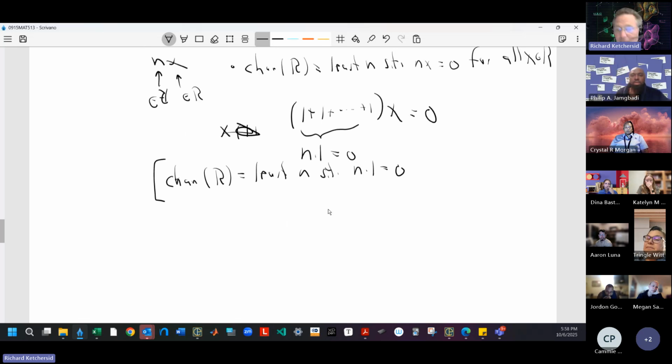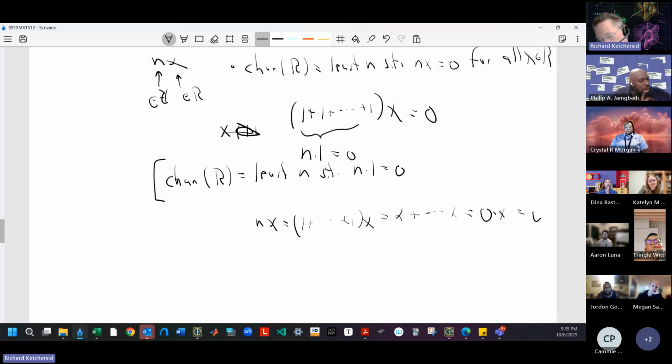Right, because if I take any other x now, if I take any x at all, and I look at nx, I can rewrite it as 1 plus 1 plus 1 plus 1, many times, x, and that's x plus x plus x plus x, right? But this is equal to 0 times x, which is 0, right? So definitely n times x is equal to 0 too, right?